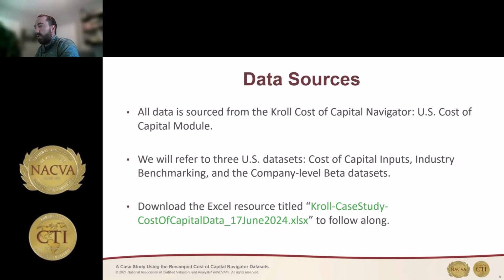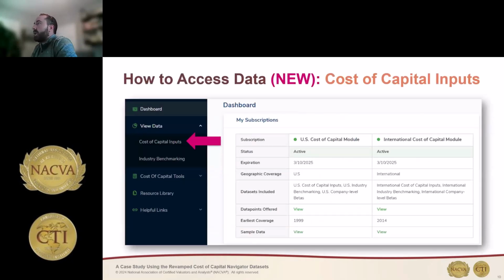Again, the opportunity to go into the chat, download the Excel and follow along. And so we'll be looking at 3 different data sets and tools in the Cost of Capital Navigator today. The first is our new view data path, our US cost of capital input. So this will be where we'll be selecting risk-free rates, ERPs, et cetera.